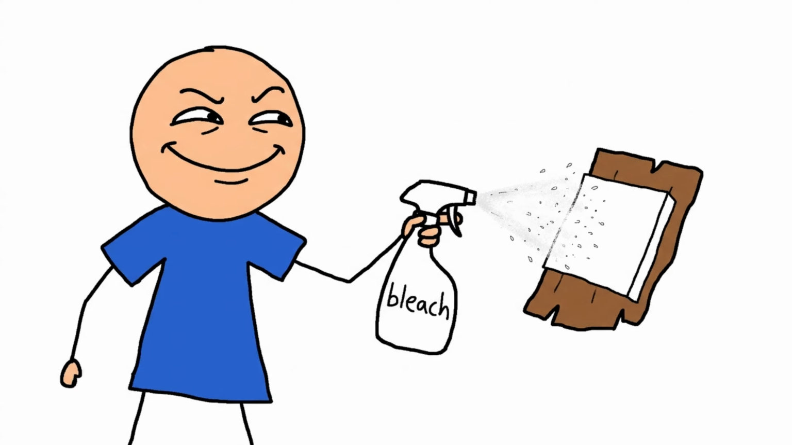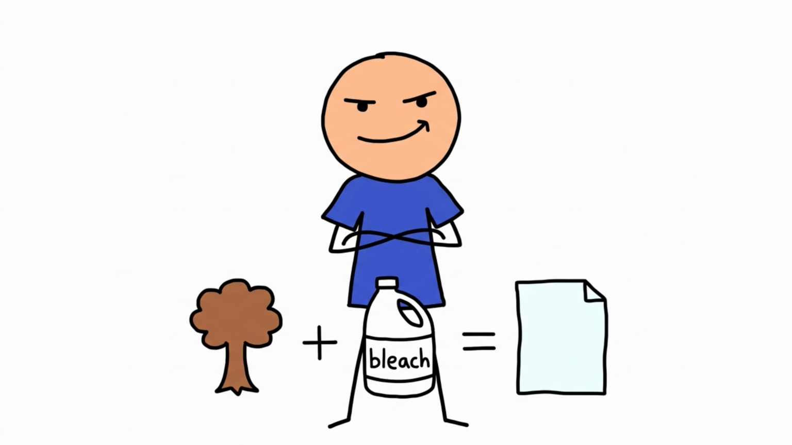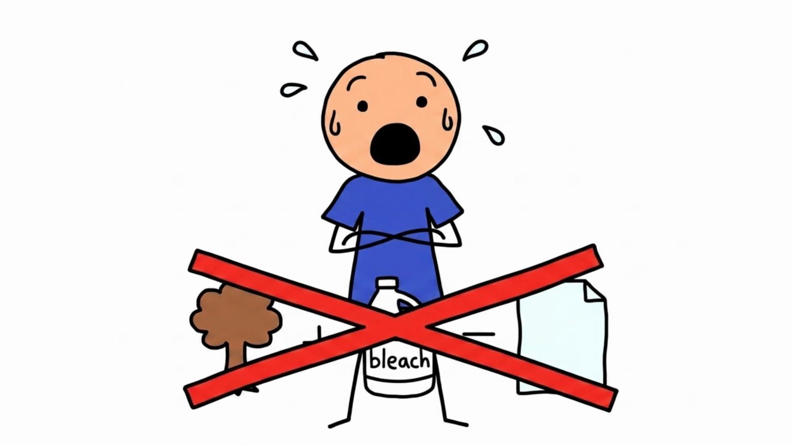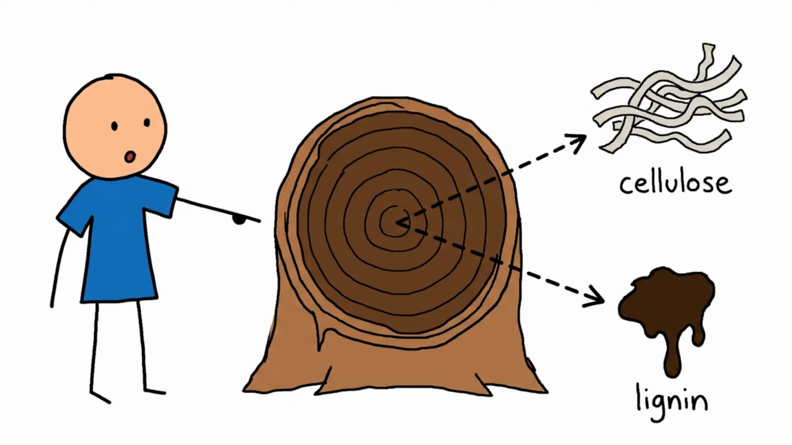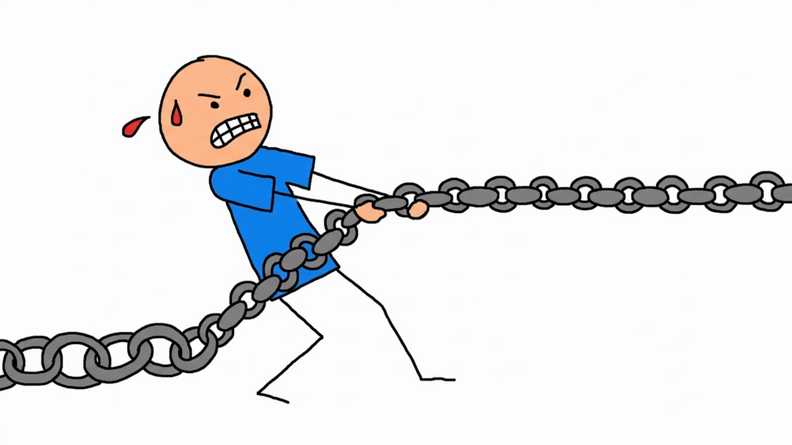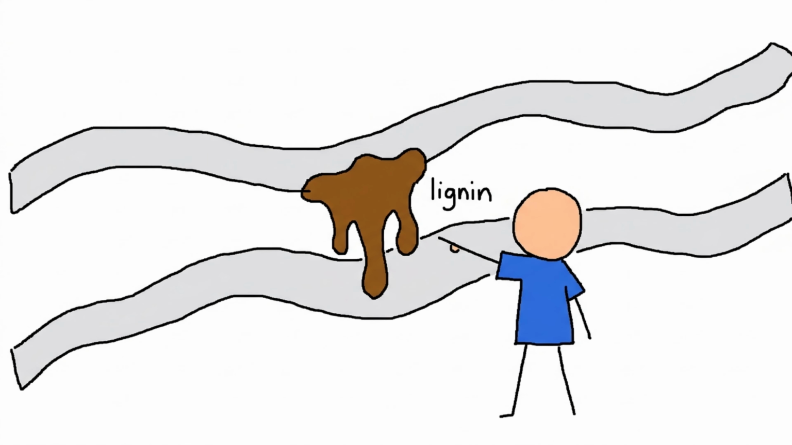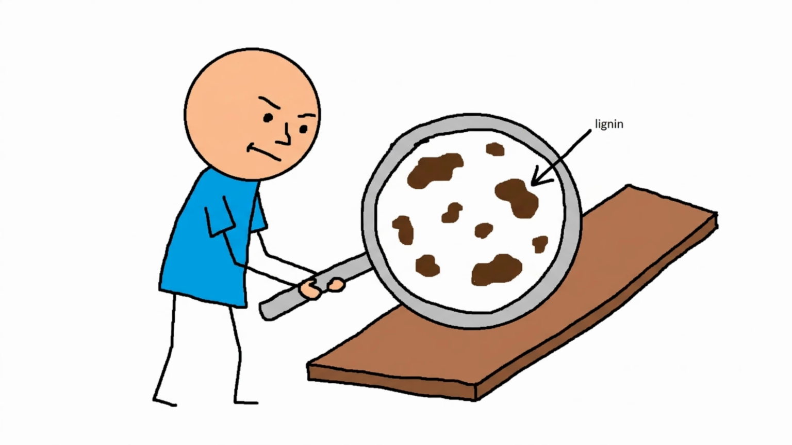The easy explanation is bleach. Trees are brown, bleach makes things white. Mystery solved. Except bleach doesn't make paper white. A tree is built from two main ingredients: cellulose, long sugar chain fibers that give wood its strength, and lignin, a polymer glue that holds those fibers together and gives wood its brown or yellow tint.